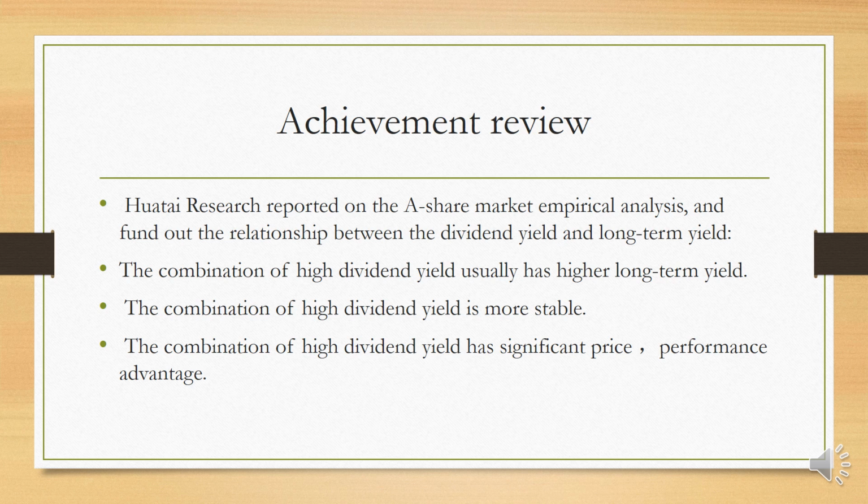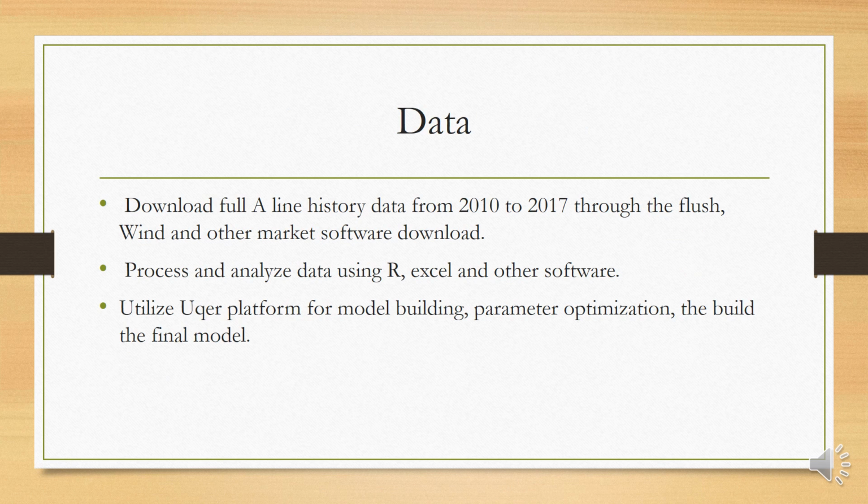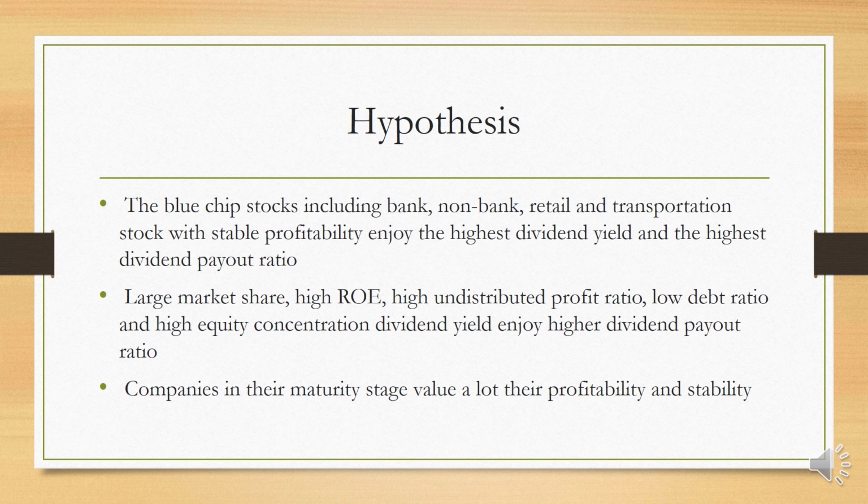Then let's search some data. So download full line history data from 2010 to 2017 through Flash, Wind, and other market software. We can process and analyze data using Excel and other software. So we can use this software to distinguish the stock market and find the stocks we want to use. Finally, let's look at the hypothesis.